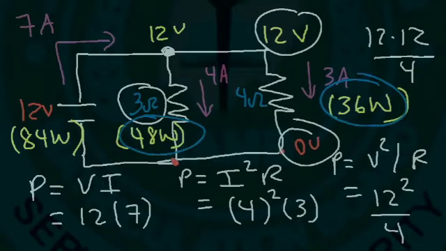36 plus 48 is 84. So it makes sense. The battery delivers 84 watts of power, and the two resistors absorb a total of 84 watts of power. So therefore energy is conserved for this problem.